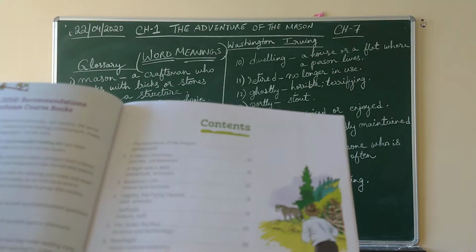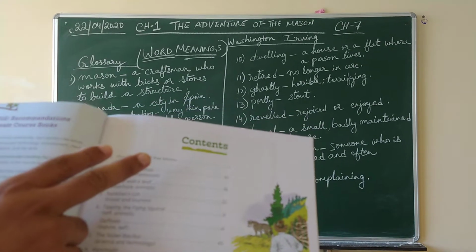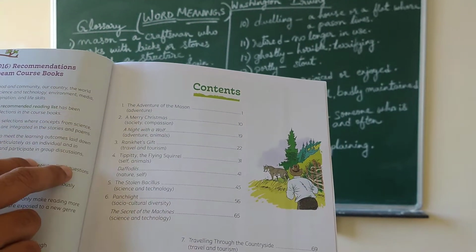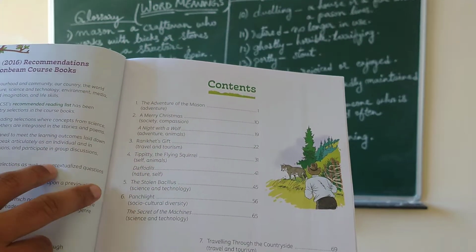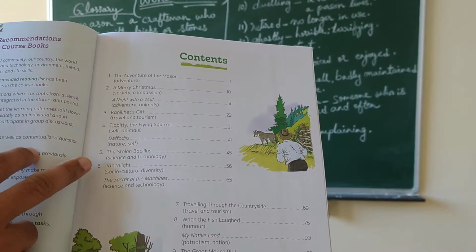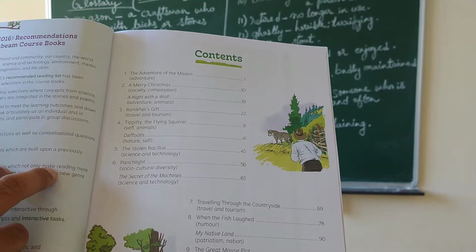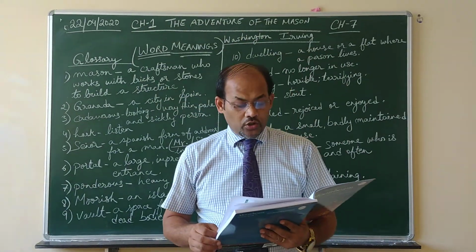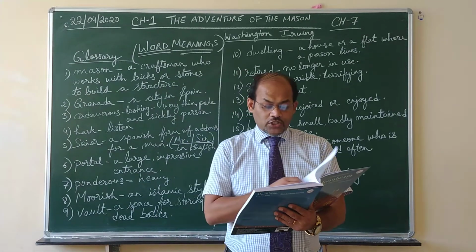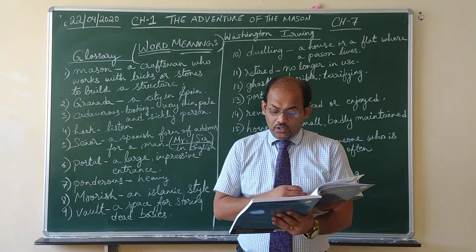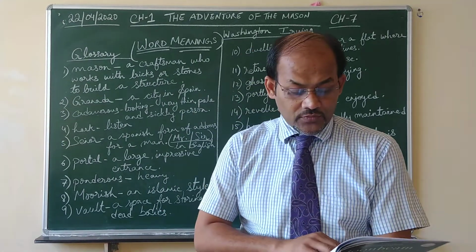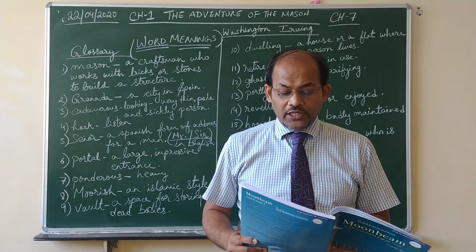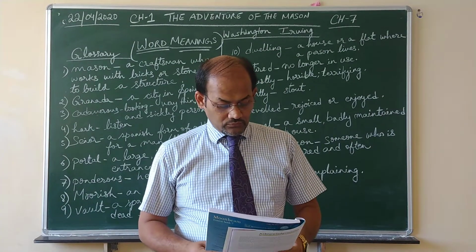Here you have around 12 chapters, right? You have The Adventure of the Mason, A Merry Christmas, then you have Renegade's Gift, then you have Tippity, then you have Daffodil's Poem, The Stolen Biker's List, then you have Punchlight, so on and so forth. Today, I would like to read out the story The Adventure of the Mason, written by Washington Irving. Let us try to understand the story.